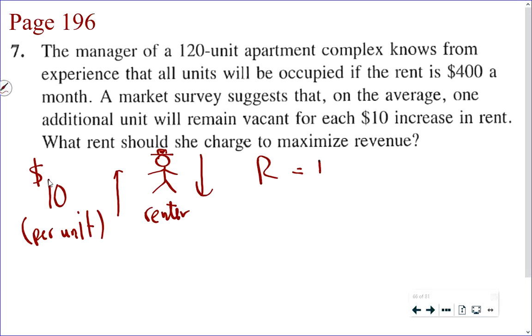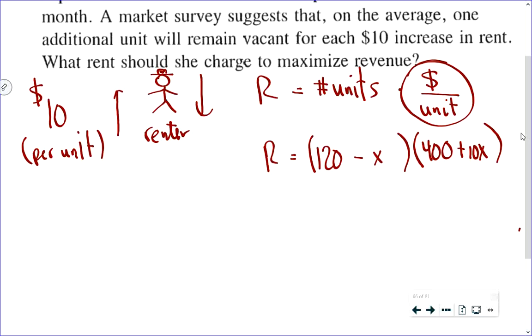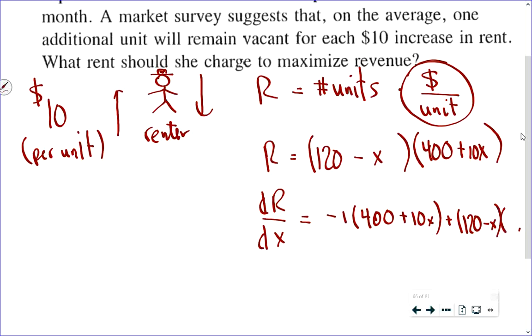Well, the revenue is going to be the number of units multiplied by the dollars per unit. So since the number of dollars per unit is 400 plus 10x, because x is the number of $10 bumps, this would be what you could differentiate. I guess there's nothing wrong with differentiating it before you multiply it out. So derivative of the first times the second plus the first times the derivative of the second. Does that look okay? I think that's fine.